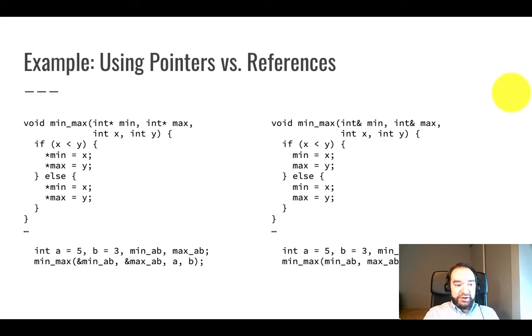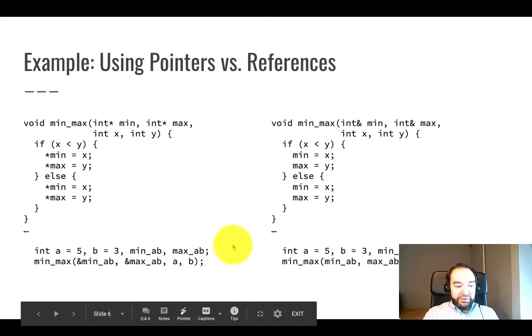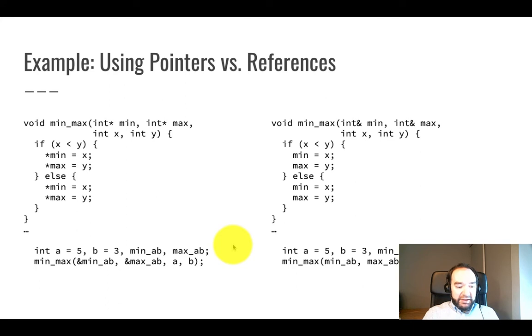And the logic is pretty straightforward. It's the same on the left side and the right side. The left side is using pointers, the right side is using references. So we have an if statement that just says if x is less than y, then the min is x and the max is y, otherwise vice versa. In the bottom left, you can see how these functions would be used. So if I have ints a and b, and min ab, max ab are uninitialized, then I can call min max.